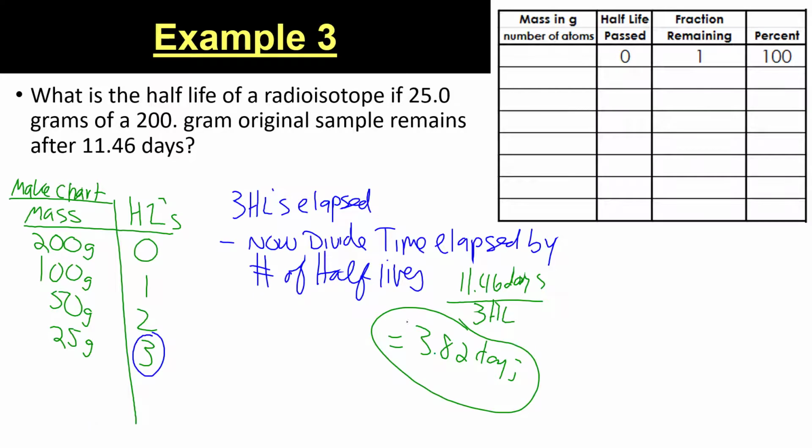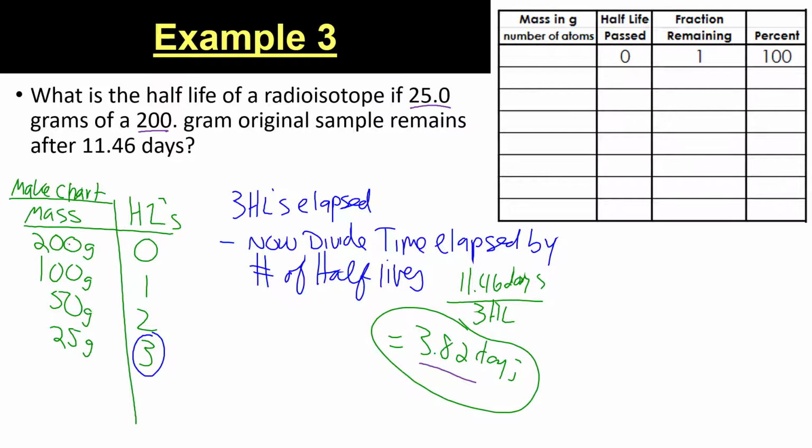Okay, if you did this correctly, we should get that 3.82 days is the half-life of this sample. Now, how did we get that? Well, what we had to do is see how many half-lives it would take to get from 200 grams down to 25. So I did a little bit of math. And you notice I did it here.